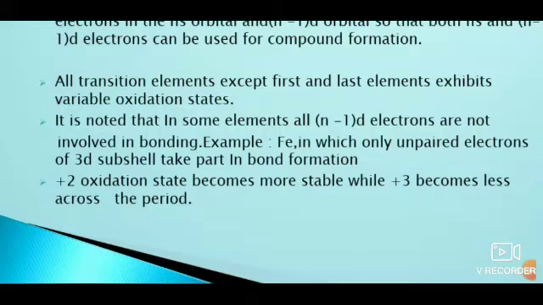Only incomplete or unpaired electrons of 3d subshell are taking part for bond formation. If all the unpaired electrons would have participated, including ns, the oxidation state for iron would be +6. So in some cases only those orbitals with unpaired electrons take part in bond formation. And one more thing is that across a period the +2 oxidation state becomes more stable while +3 becomes less stable.